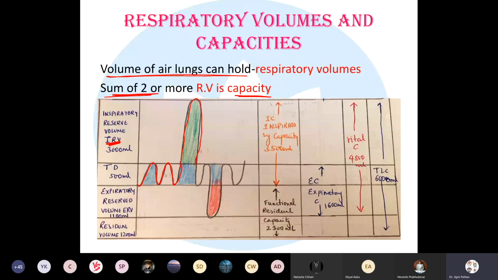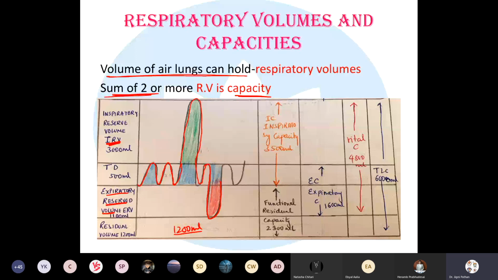Now, what is ERV? After normal inhalation and normal exhalation, you exhale out more than what is normal. That is called ERV. Clear? However much force you put and exhale the air, still 1200 ml of air will remain inside the lungs, and that is called residual volume. This is all about the volumes.